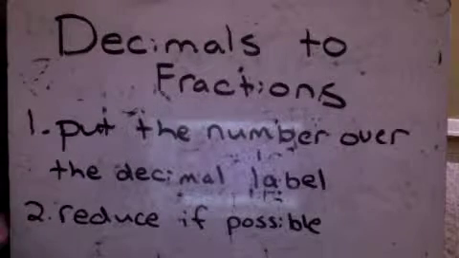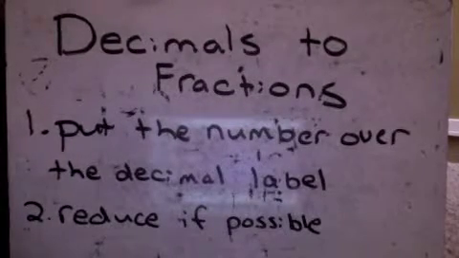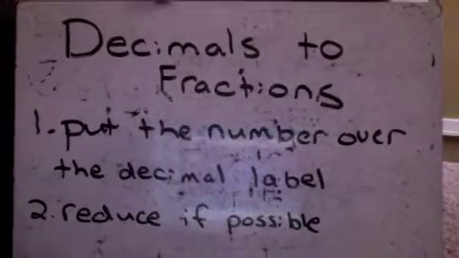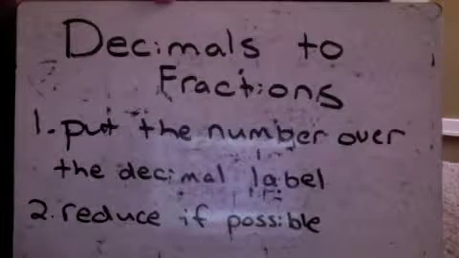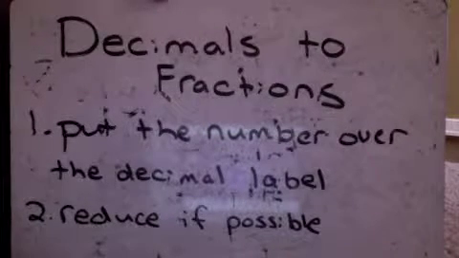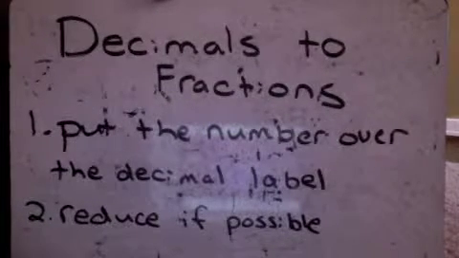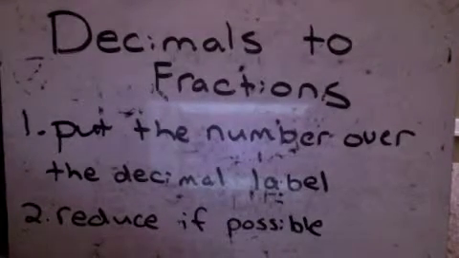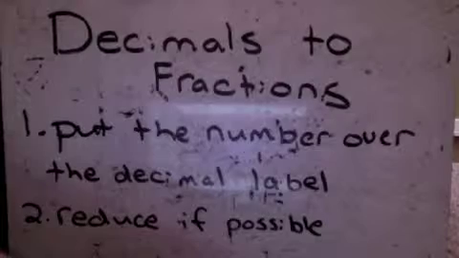And the two things I want you to write down, and you may not know what the first one means yet, but you will in a second. Number one is put the number over the decimal label. Over would mean as like a fraction, like the decimal label would be on the bottom and the number would be on the top, and then we're going to reduce it down if possible. And again, you'll understand what this means in just a second here.